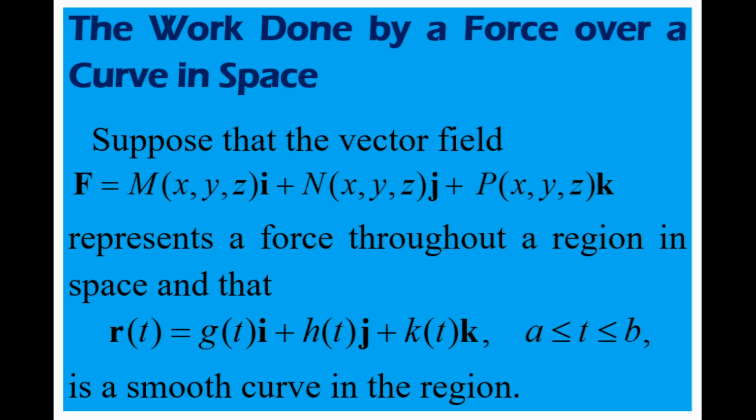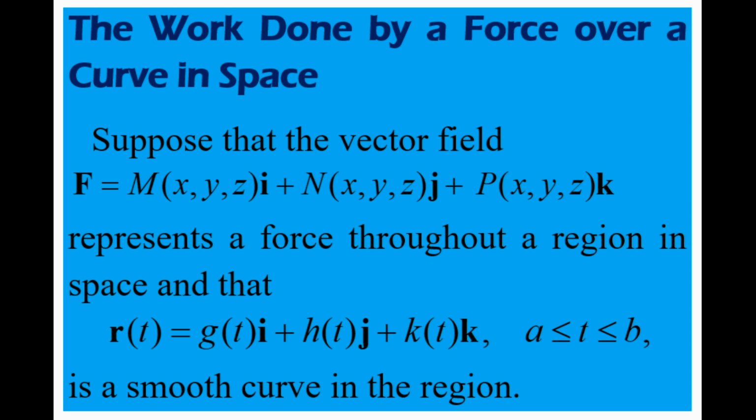Hello friends, in this session we discuss the work done by a force over a curve in space. Suppose that the vector field F is given by Mi plus Nj plus Pk, where M, N and P are scalar valued functions of three variables x, y and z. F represents a force throughout a region in space. For example, force of gravity is an example. Electromagnetic force is another example.